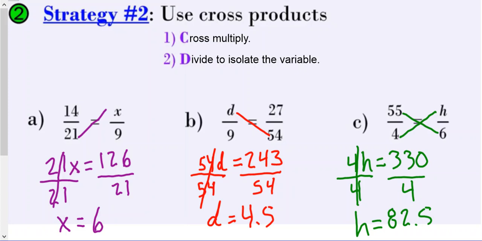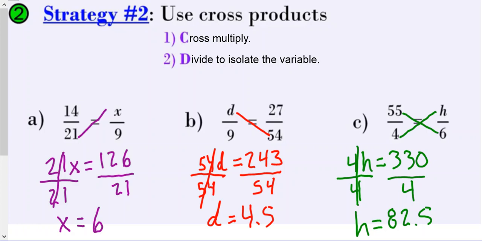Okay, so the strategy number 2, using cross products. First we multiply across the ratios, and then we get a new equation, and we divide to isolate the variable at that point. Okay, make sure you have these 3 examples written down in your notes before you move on.